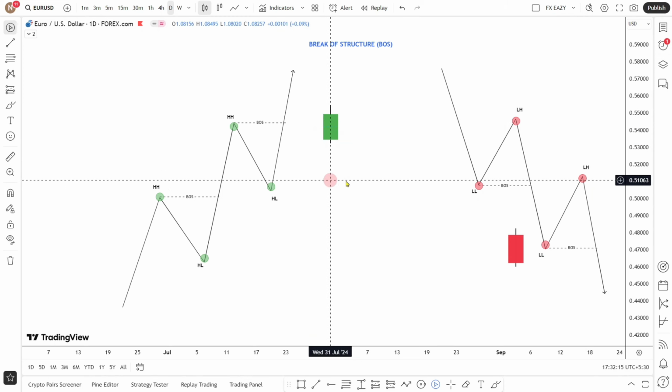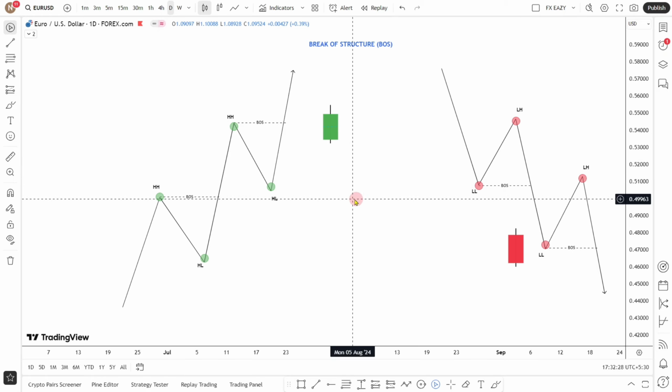Big players try to hunt liquidity also on swing BOS. So it is a concept of liquidity. We would be learning about this in the next video, in which I would be teaching about liquidity.